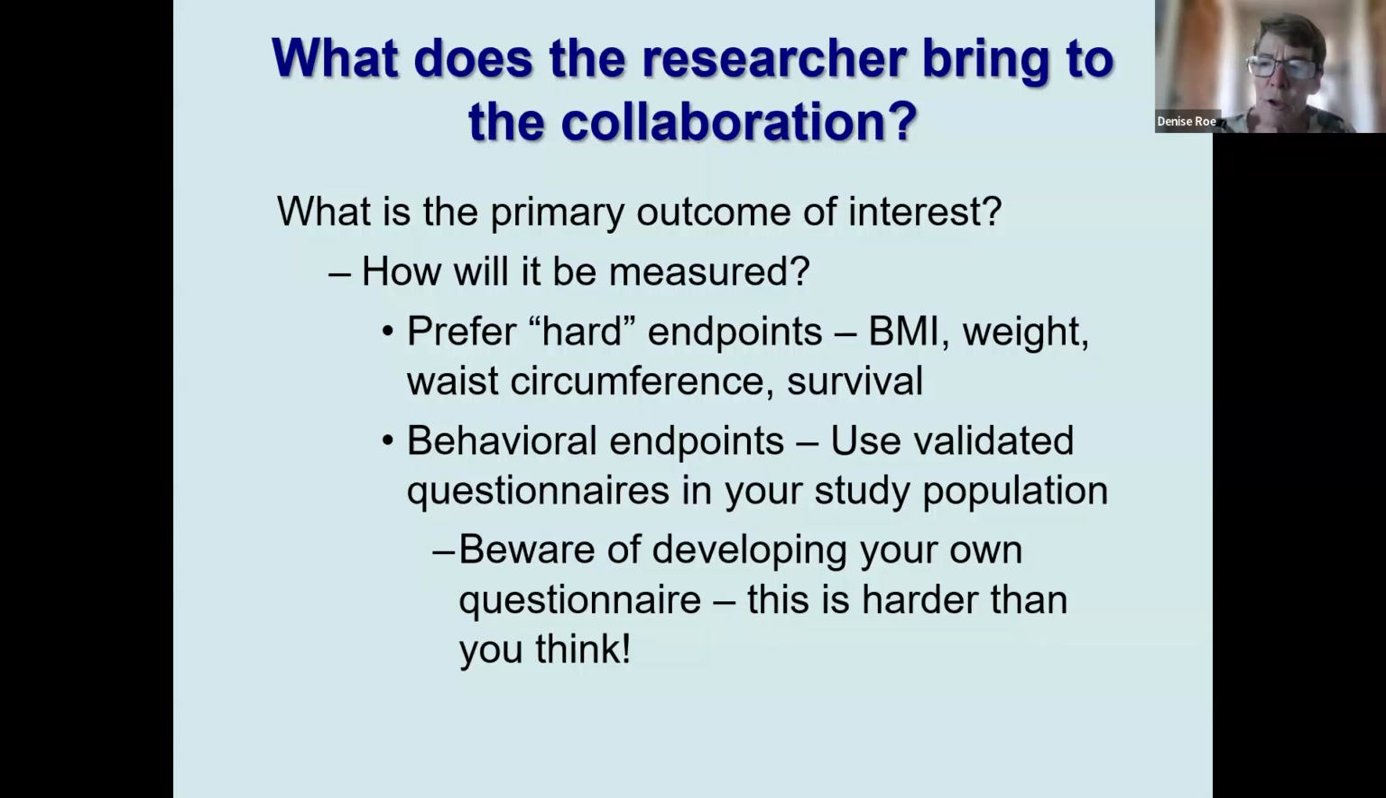A mistake that junior investigators often make is their first specific aim is to develop a questionnaire to measure something in their population of interest. Developing questionnaires is much harder than you think it is. And in fact, if you feel you need to develop a questionnaire, that should be another grant submission, not part of your primary grant submission. So it's better for you to use validated questionnaires that have already been used.